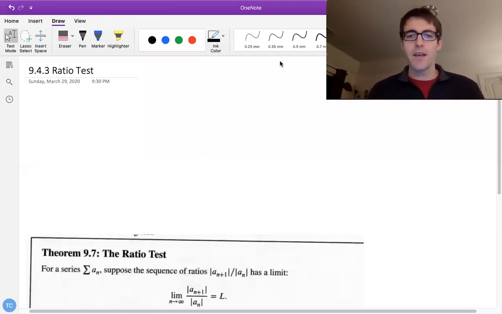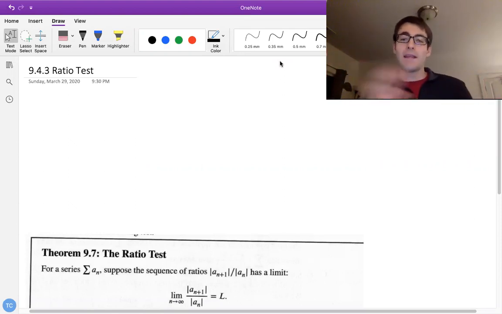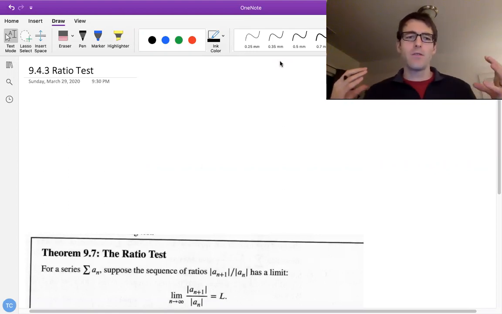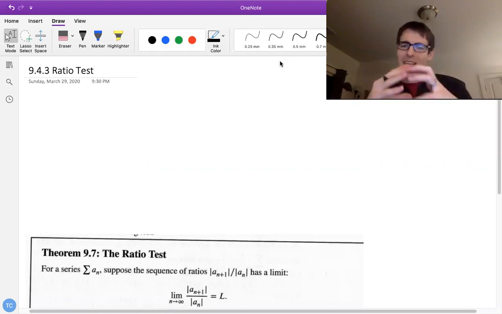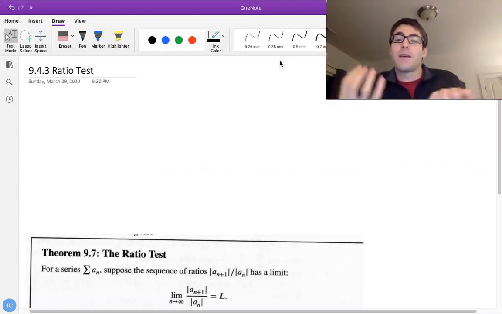All right, this is the ratio test. This is another way of determining if an infinitely long list of numbers, when added together, ends up adding to some finite number. And the only way that we can possibly take this infinitely long list and have it all add up to something finite is if, first off, the list needs to eventually approach zero.